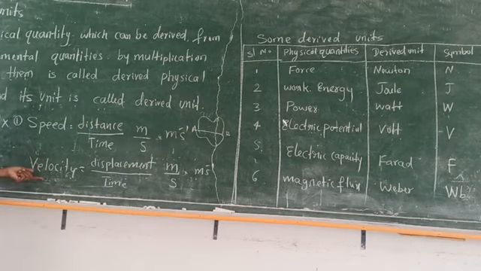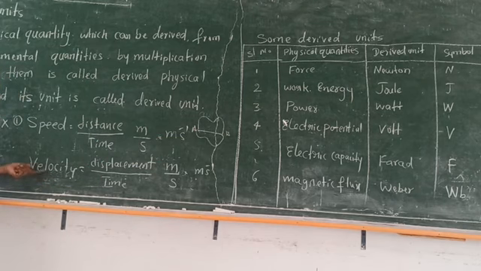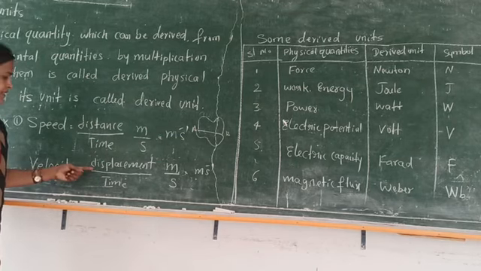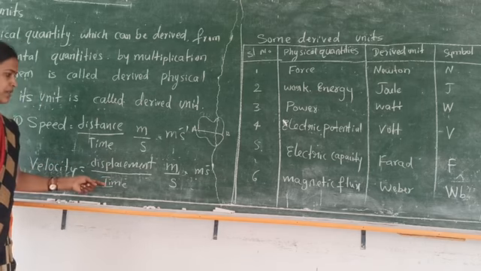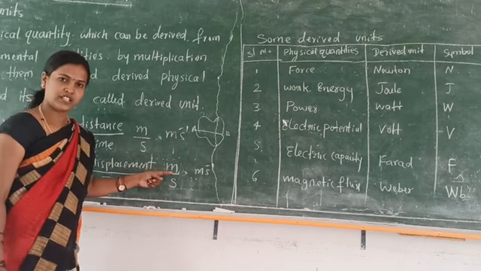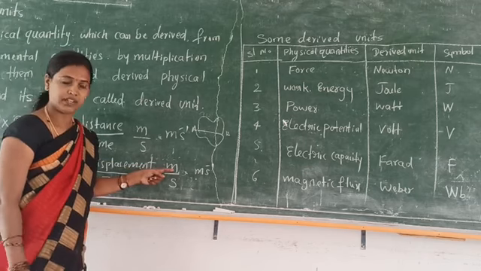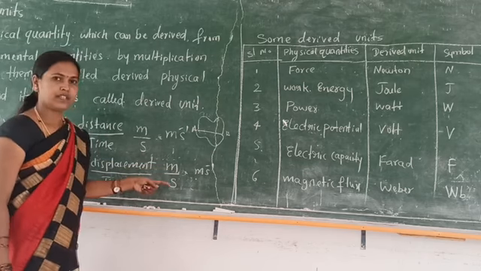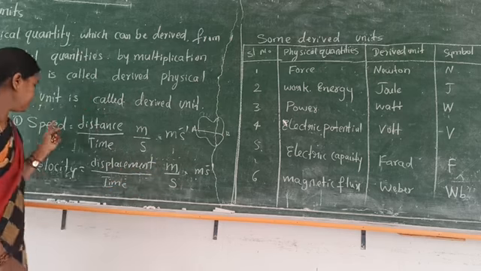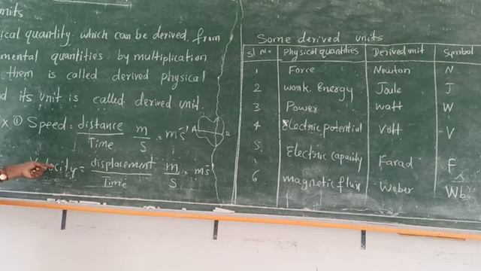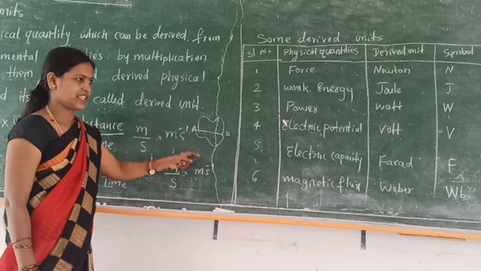Next one is velocity. Velocity is also a physical quantity, defined as the ratio of displacement to time. Displacement is measured in meters. Meter is a fundamental quantity. Time is in seconds. The unit is meter per second. Speed and velocity are two physical quantities which have the same unit, meter per second.